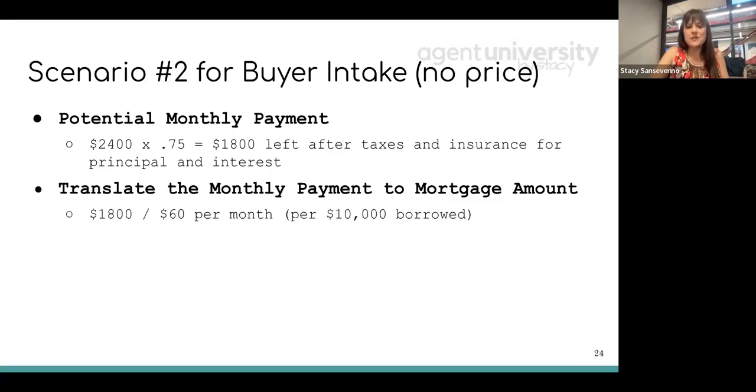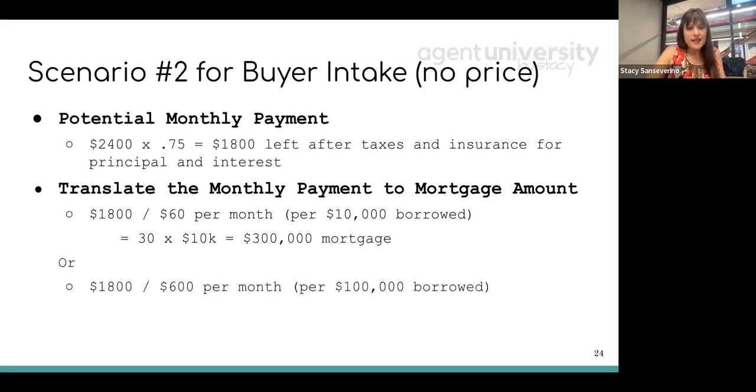Now I need to translate that to the monthly payment. So we know with every $10,000 borrowed it's $60 a month. 1,800 divided by 60 is 30 units of 60. So you multiply that by 10K, because each unit allows you to borrow 10K, and that's a $300,000 mortgage.